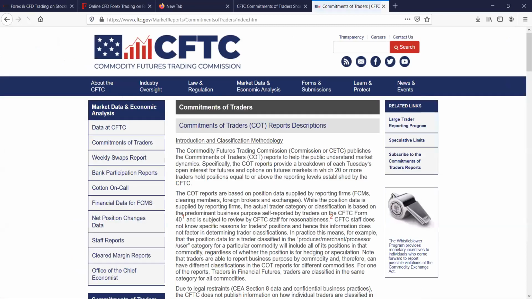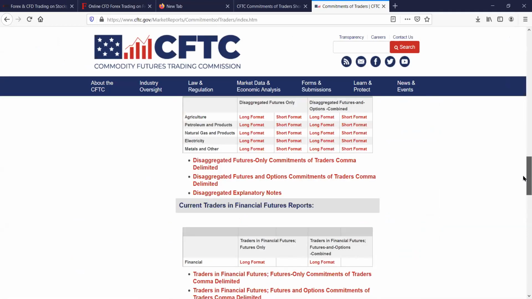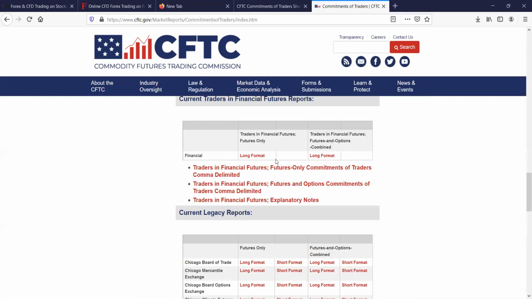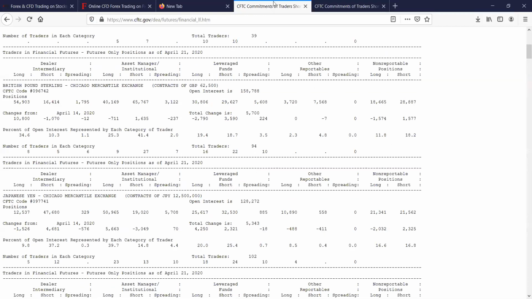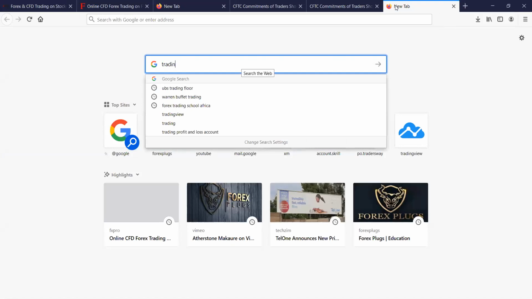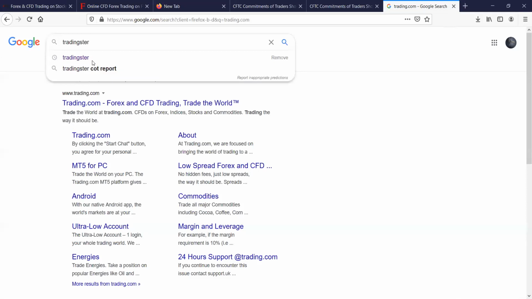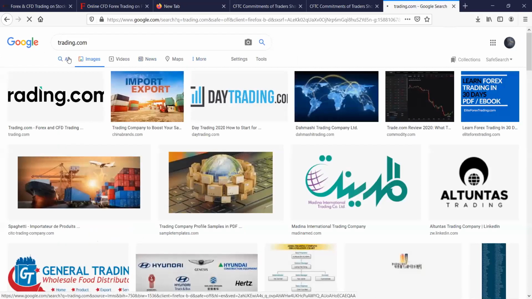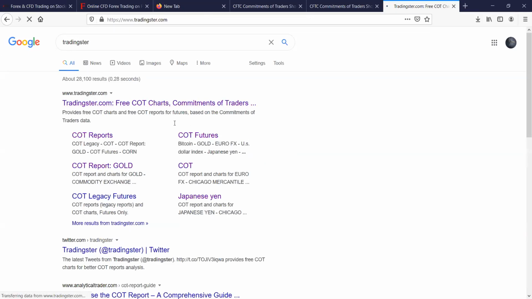After going to the Commitment of Traders report, you scroll down to where it says financials. Then you click on long format, and you are able to see that data. You can also use tradingstar.com. It's a website which I normally use because it has a better presentation of the COT report. It's the same data, but this one is much more presentable. It's called tradingstar.com.